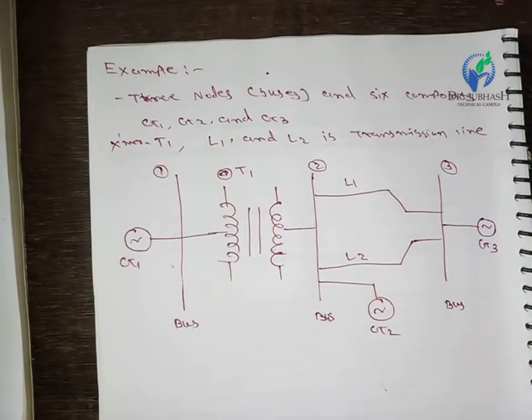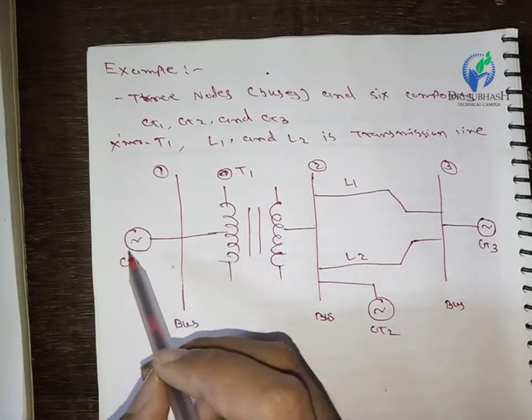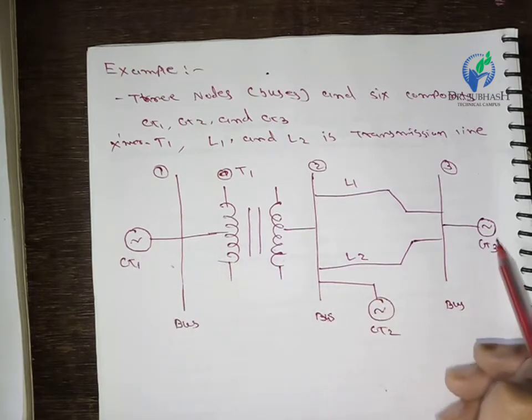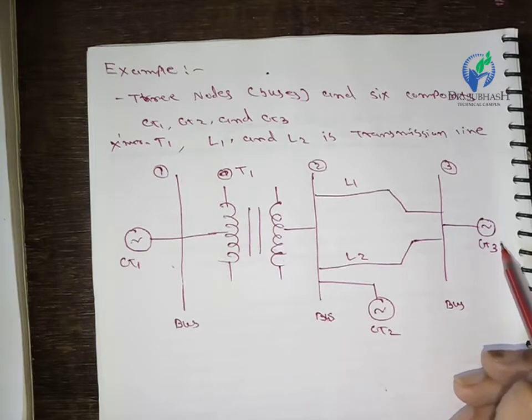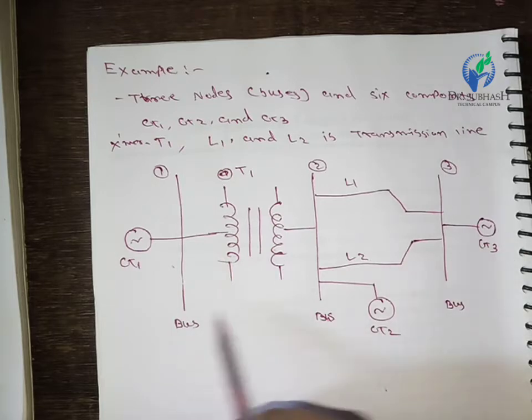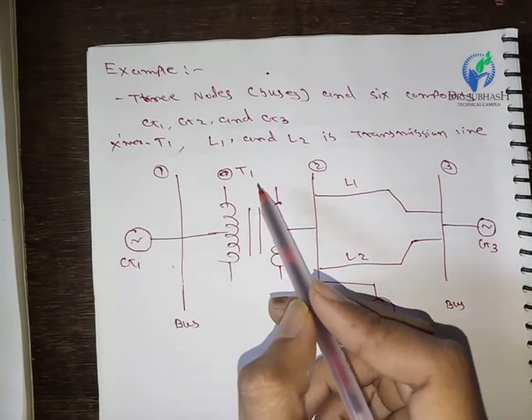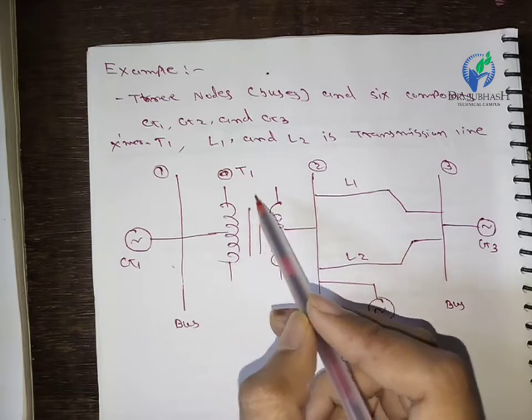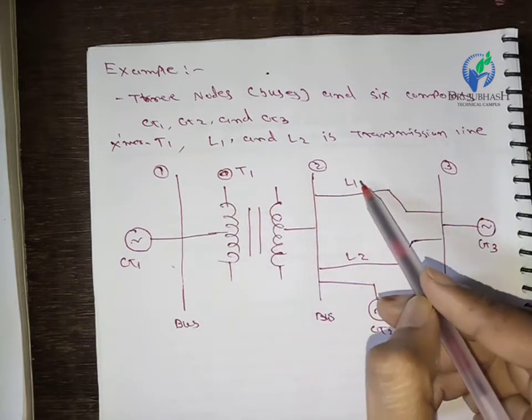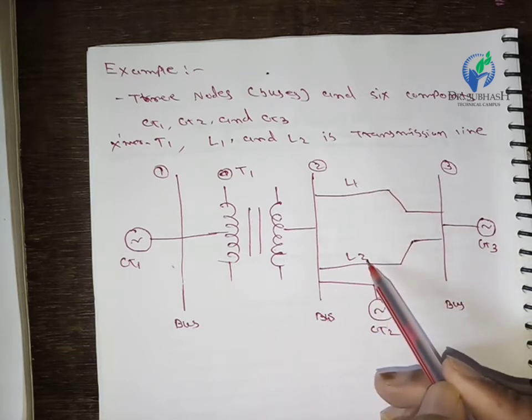Here is the figure of the 3 nodes and 6 components: generators, transmission lines and transformer system. In this figure, generator G1, generator G2 and generator G3 are connected to the transmission line. The three nodes, which are called buses, are bus 1, bus 2 and bus 3. Here is the transformer T1, and the transmission lines L1 and L2 are connected.